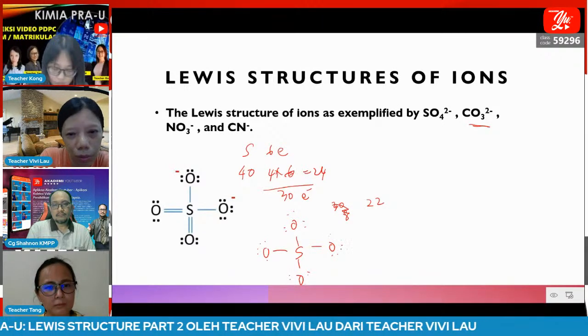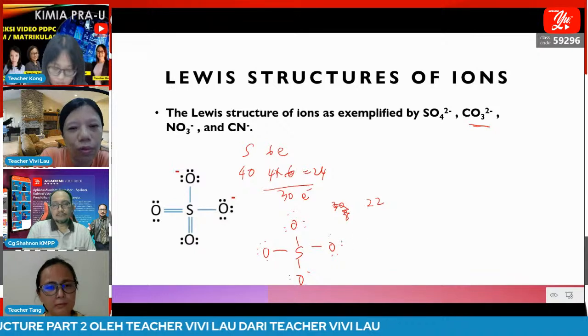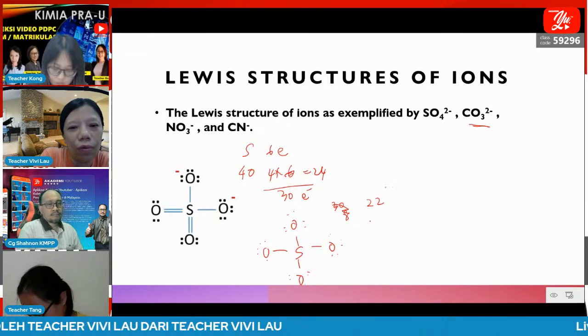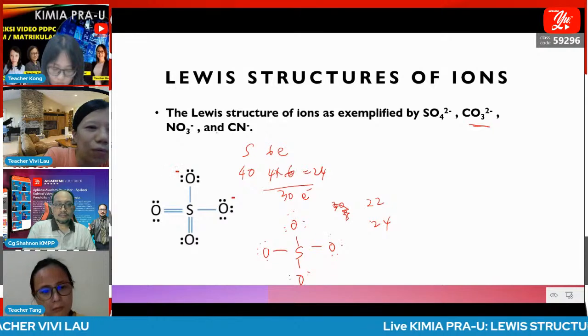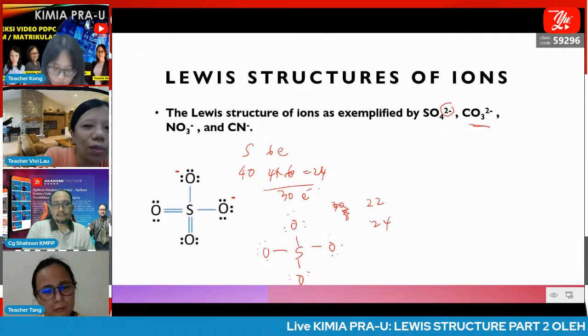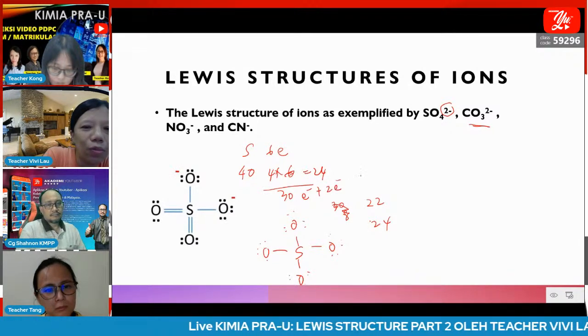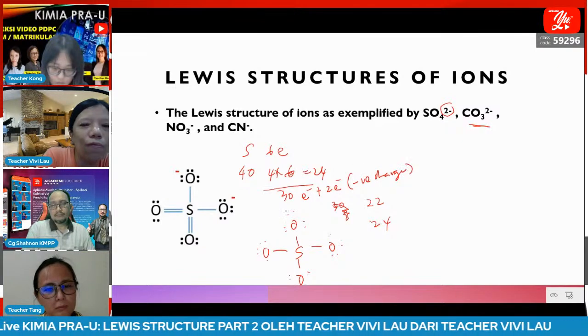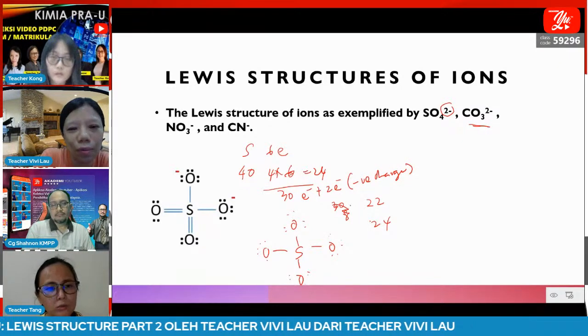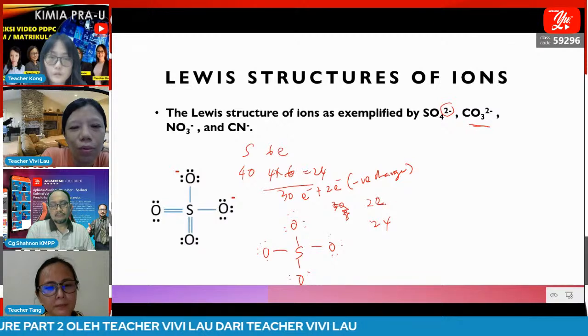Okay, so 6 times 4, 24. Just now I forgot to add the electrons from the charge. 2 negative, right? So plus 2 electrons from the negative charge. So in total you have 32 electrons. Okay, 32. So here at 24, all used up already.